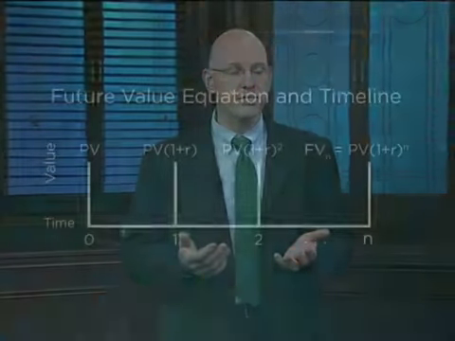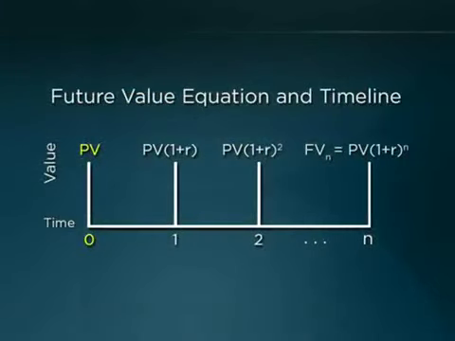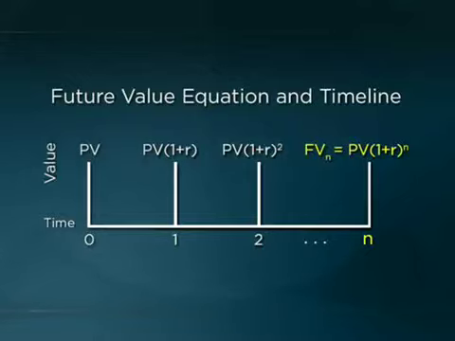Let's use the timeline to visualize the future value equation. At time 0, we have some investment worth PV. After n periods, the investment is worth FV, future value, which is equal to PV times (1 + R) raised to the n.